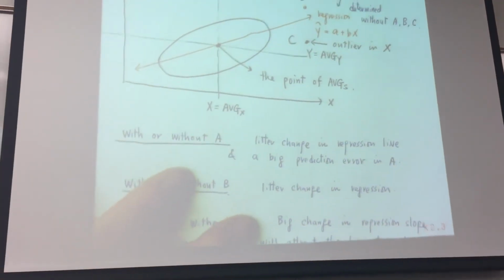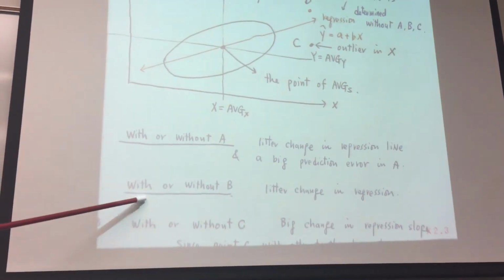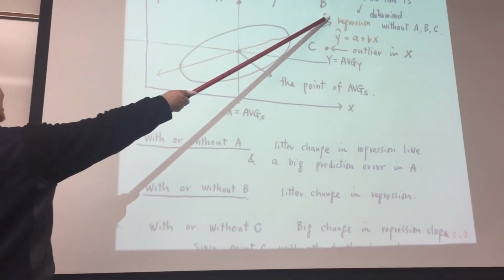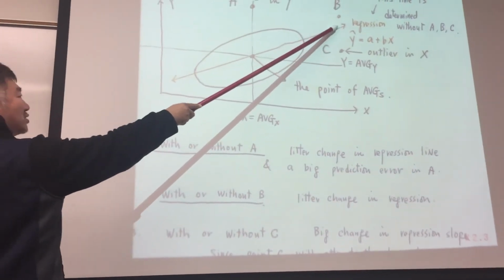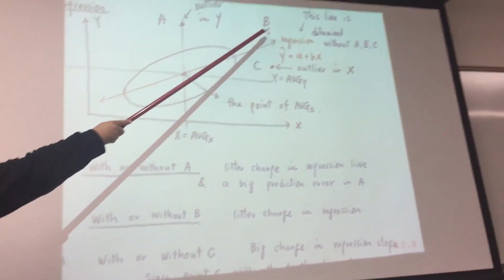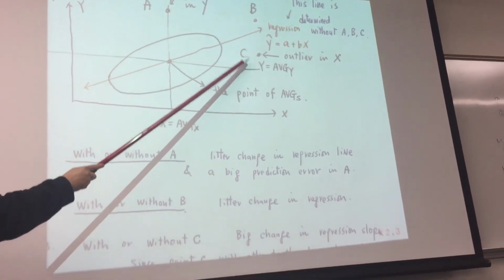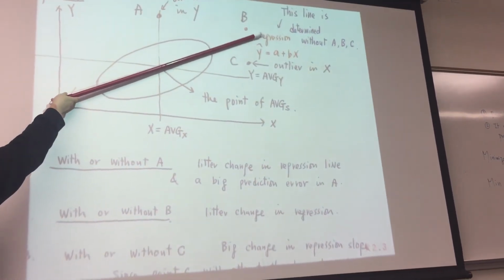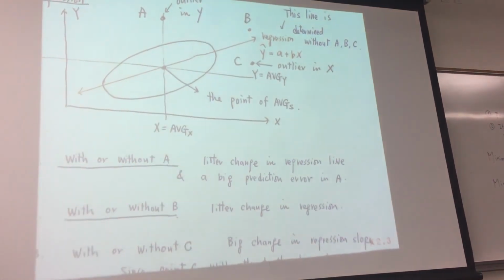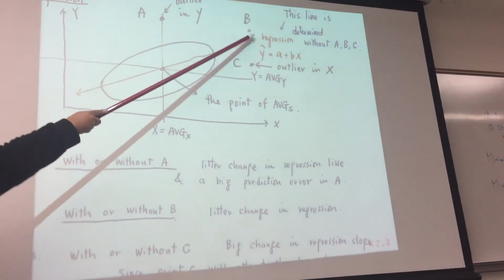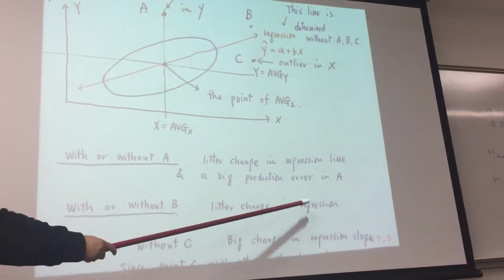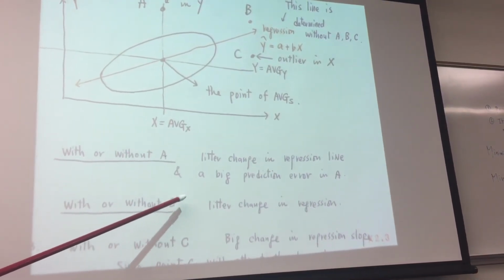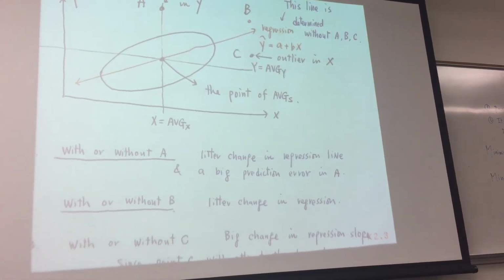Okay, look at the second picture. With or without B. Little change in regression again. Look here. This line is actually very close to the regression line already. Am I correct? You don't have A, you don't have C. You add B. What happened to the line? Well, it just changed a little bit. Almost no change. Is that okay? Because the point is very close to the regression line. So little change in regression. So both A and B are not influential because there is no change in the regression line. Is that okay? Almost no change.